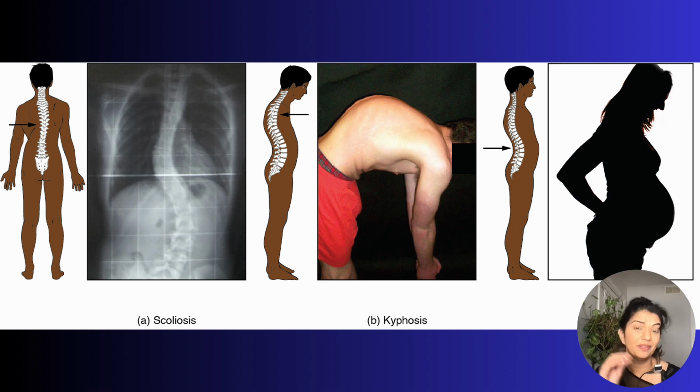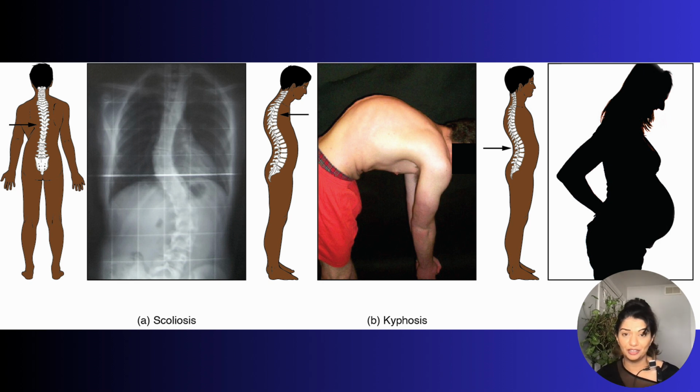Well, what happens when things go wrong? Remember those curvatures we talked about? They're very specific types of curves. Too much or too little is going to cause a lot of problems. So that's what we're looking at here. The first picture, the x-ray that you see, that is scoliosis. Now that is the lateral bending of the vertebral column.